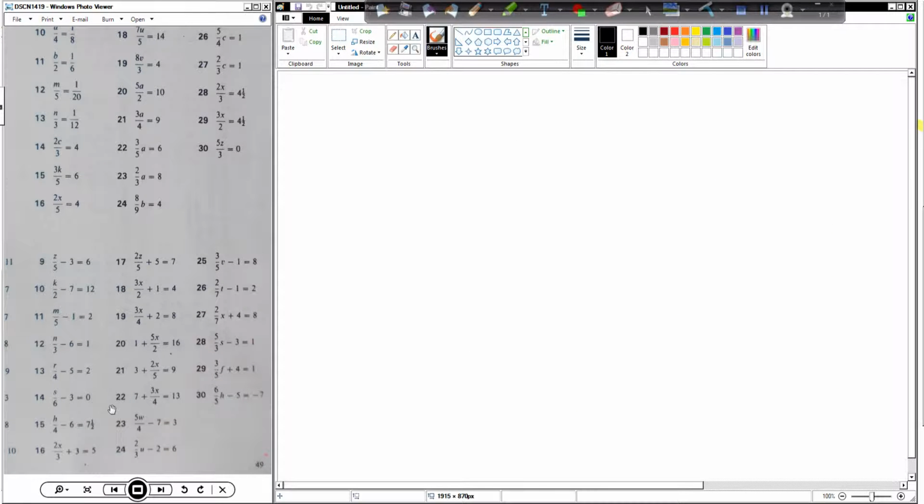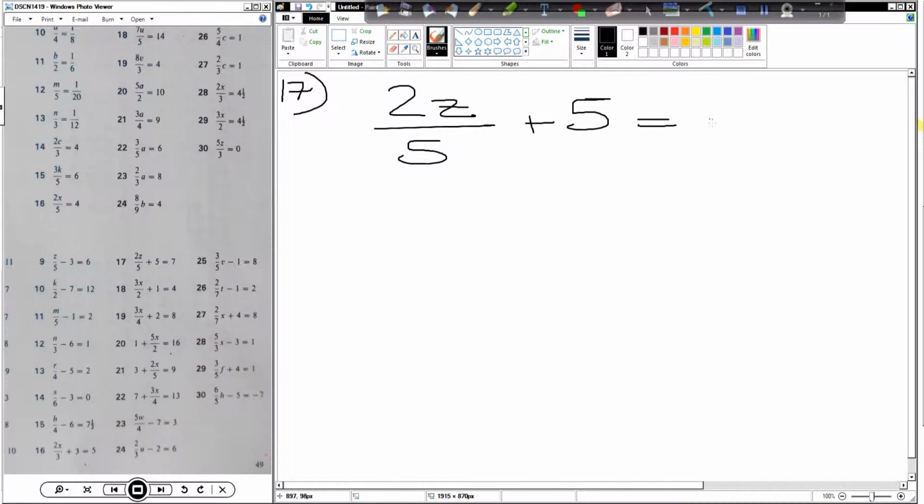Right. Let's have a look at question number 17. This one here. So we've got 2z divided by 5, add 5 is equal to 7. That's the question that we're looking at.